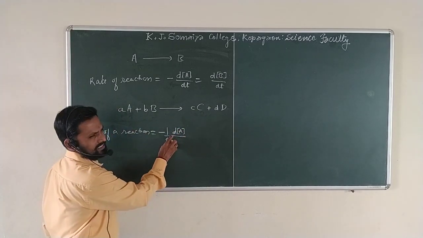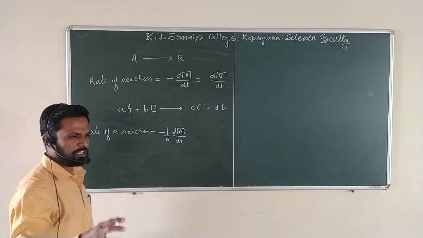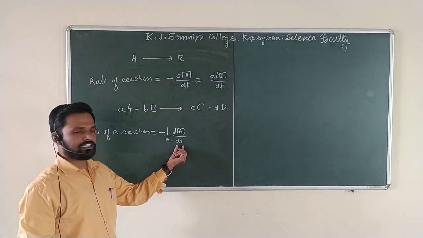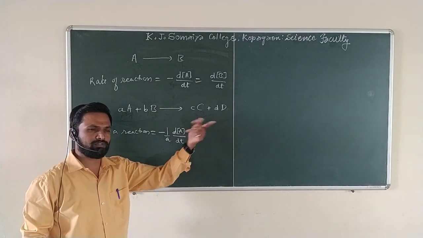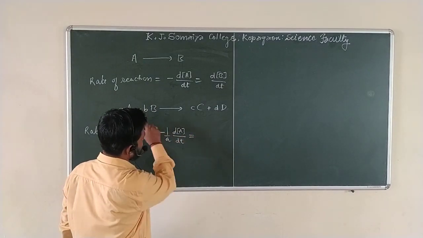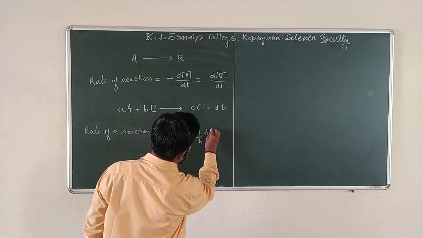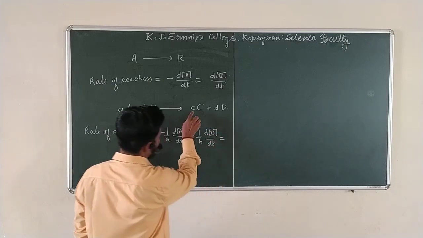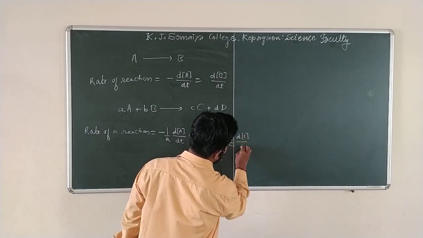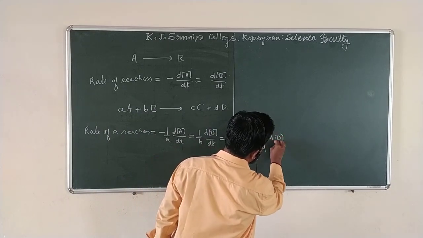What is this d? This is a small change, delta. It is a small change because we are writing with respect to dt, that is, per unit time. Whatever time you want to determine the rate of reaction, that is the dt. It may be t1, t2, t3, t4, at any time you can determine the rate of a reaction. We write both reactants as well as products: minus 1 upon b d[B] upon dt is equal to, now coming to the products, 1 upon c d[C] upon dt is equal to 1 upon d d[D] upon dt.